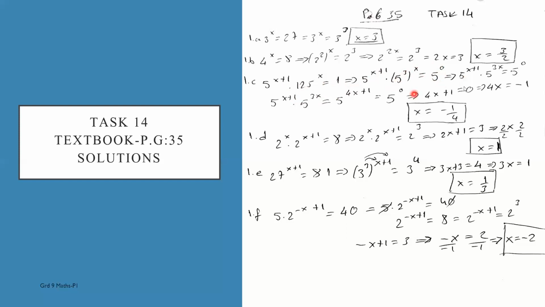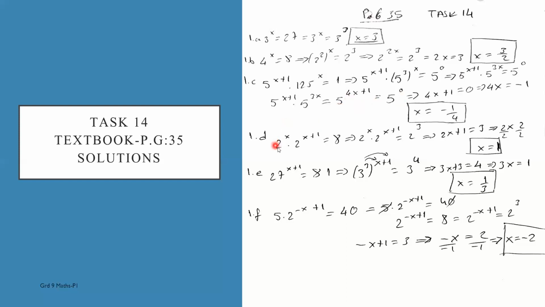All right, so then 5 to the power of x plus 1 times 5 to the power of 3x. Right, x plus 1 plus 3x, and you add them together, that will be 4x plus 1 equals 5 to the power of 0, which is 1. So 4x plus 1 equals 0, right? Then 4x equals negative 1, x will be negative 1 over 4. Okay, the answer looks a bit long, but it's not difficult. You mustn't get confused, you mustn't make mistakes when you are solving this question.